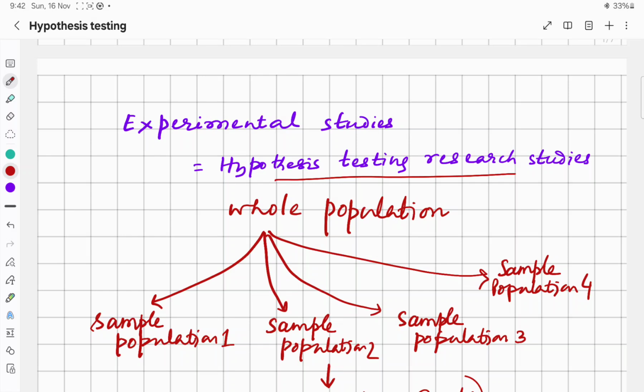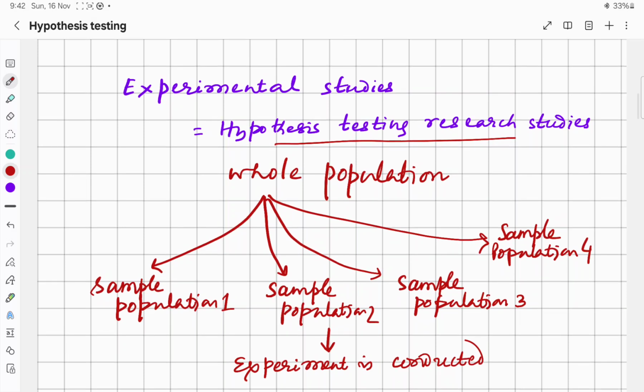So you can say experiment is the process of examining the truth of a statistical hypothesis related to some research problem. And it is not possible to conduct the experiment in the whole population. So we take a sample population instead of the whole population, and conduct the experiment.